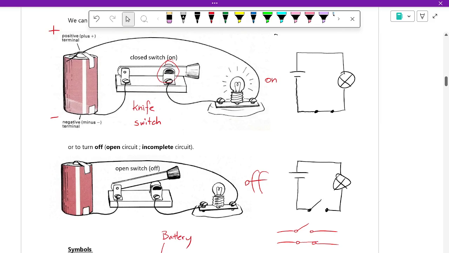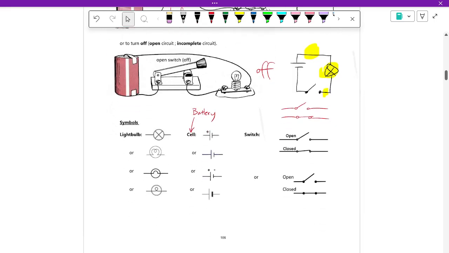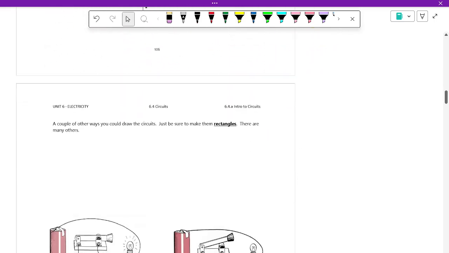Does it matter if we were to move the light bulb up here? Could we move the light bulb up there? Would that be okay? Yeah. Could we move the light bulb down here beside the switch? Yep. It would not matter. Okay? They would all mean the same thing.